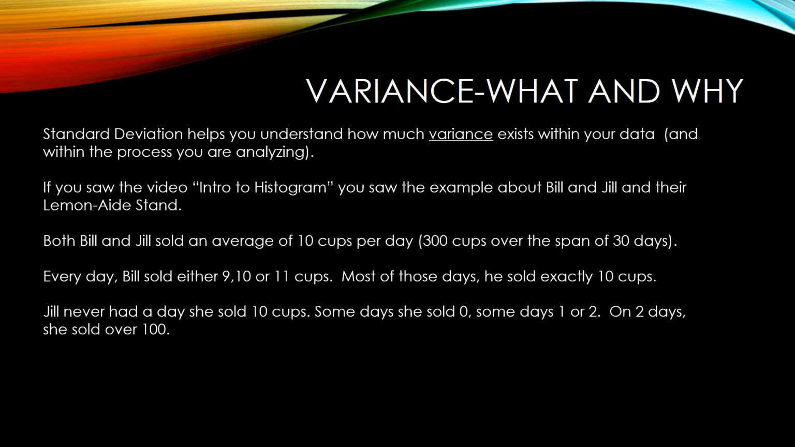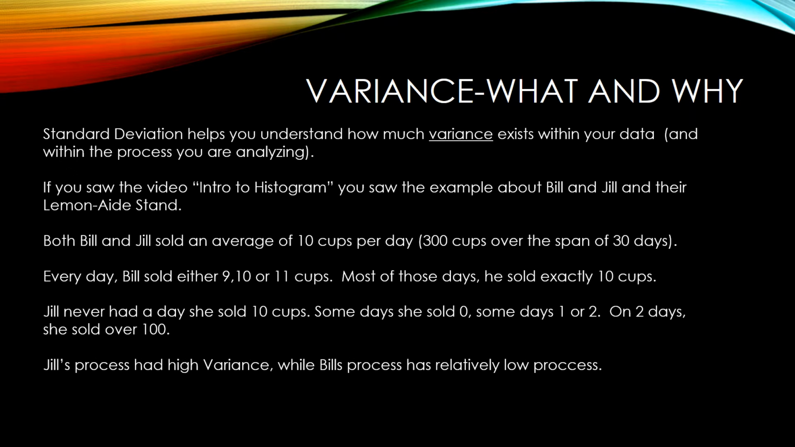And Jill never had a day where she sold 10, even though that was her average. So some days she sold 0, some days she sold 1, some days she sold 2, and then a couple days she sold over 100. So Jill's process has high variance. When we use that word variance, that's what we're talking about. She jumps back and forth from 0 to 1 to 2 to over 100, back to 1. That's variance.